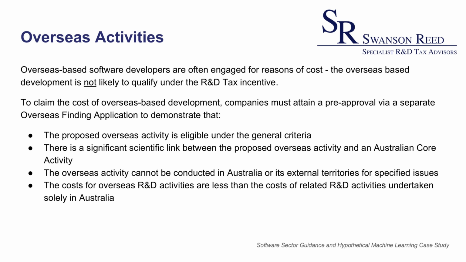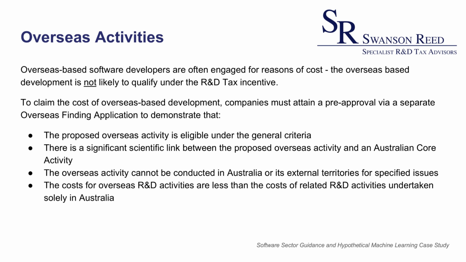Another important thing to note is the location or resources engaged to undertake R&D activities. Australian companies will commonly engage overseas-based software developers to work on a project, and often these offshore resources are engaged for reasons of cost. In such cases, the overseas-based development is not likely to qualify under the R&D tax incentive. In situations where a company seeks to include the cost of overseas-based development within their claims, companies must attain a pre-approval to claim the cost of overseas activity via a separate overseas finding application to demonstrate the following.